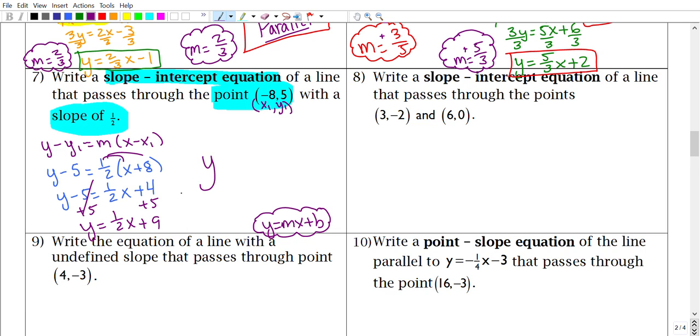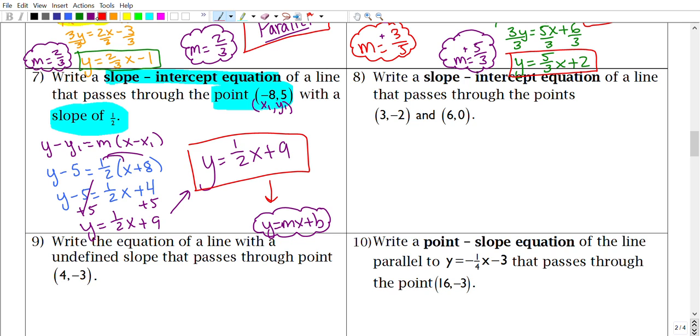Okay, I'm actually going to rewrite it up here. y equals 1/2 x plus 9. Is that in slope-intercept form like I wanted? Yes, it is. So I have my equation of a line. Okay? Take a look at number 8.